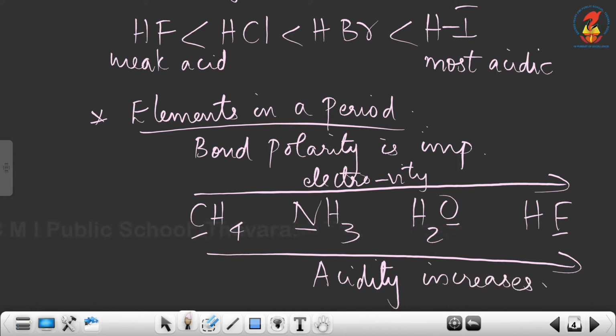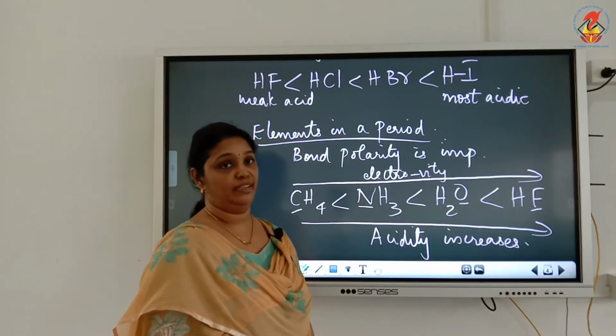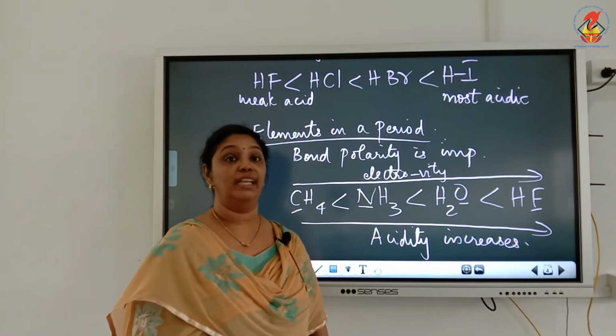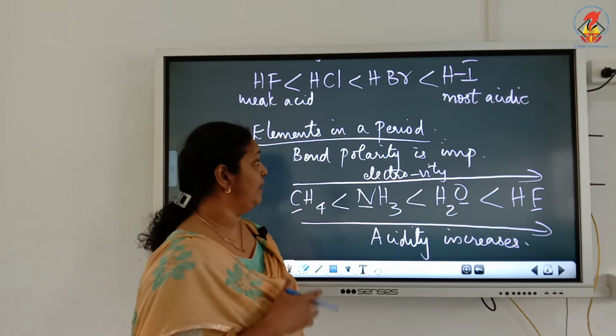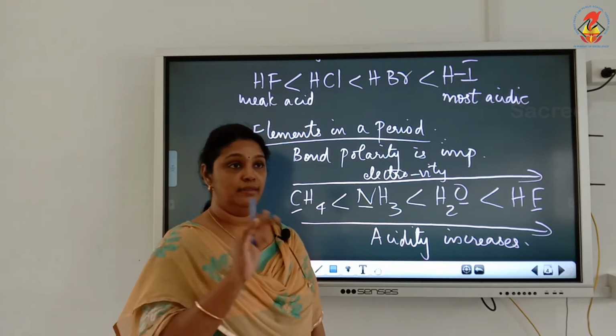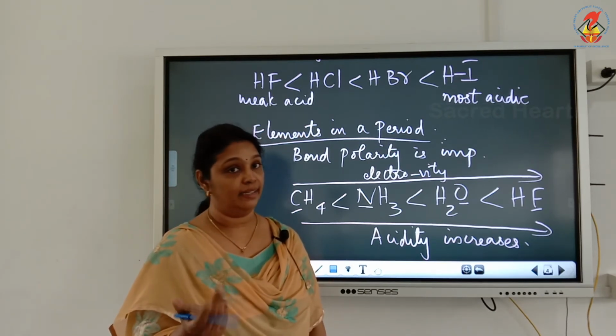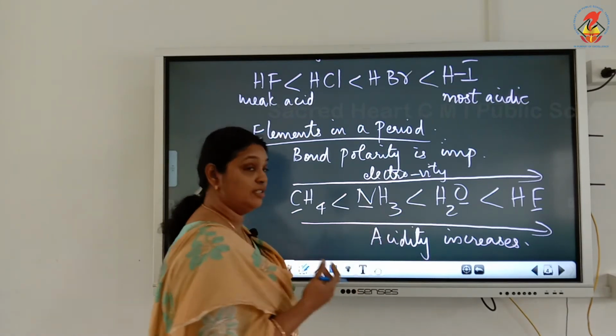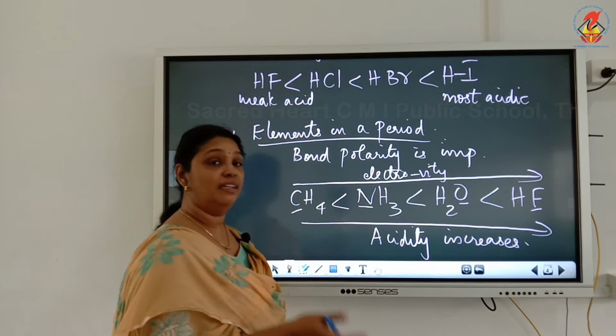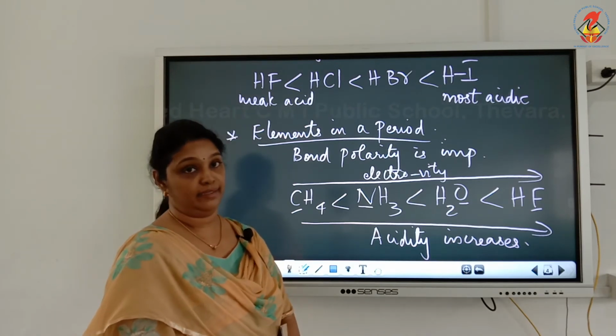So when asked to arrange in increasing order, we can say methane less than ammonia less than water less than HF. This is the increasing order of acid strength for these molecules. When the electronegativity difference is very high, acidic character increases. In the same way, when the size increases, acidic character increases. So here HF is the strongest acid and methane has the weakest acidic character.